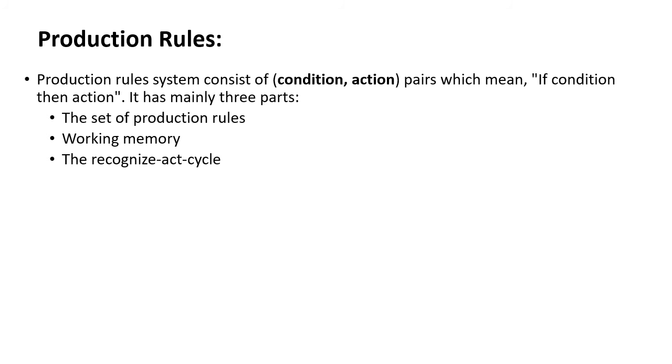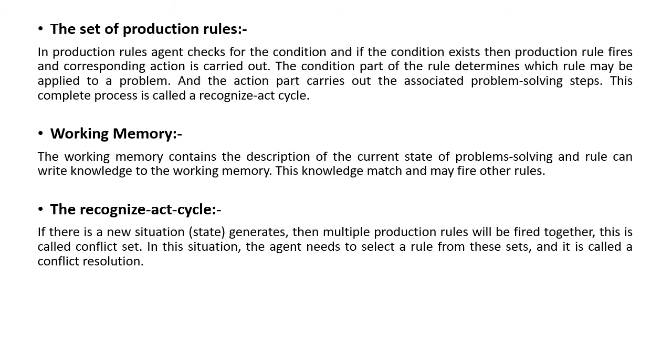So it contains mainly three parts. The first one is the set of production rules. In a production rule, the agent checks for the condition, and if the condition exists, then the production rule fires and the corresponding action is carried out. The condition part of the rule determines which rule may be applied to a problem, and the action part carries out the associated problem-solving steps. This complete process is called the recognize-act cycle.